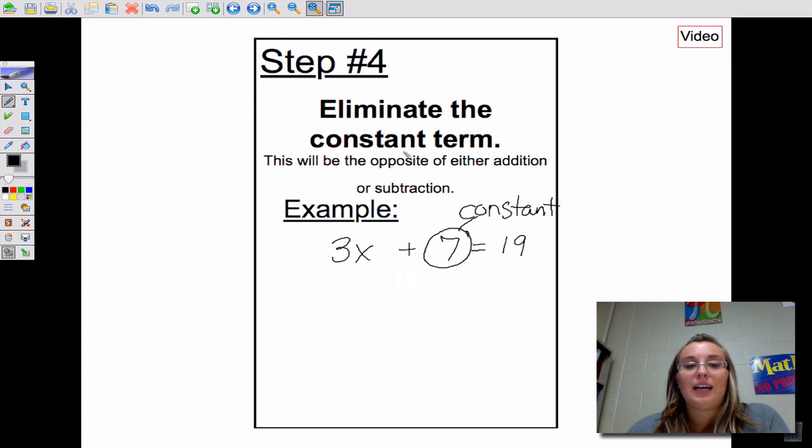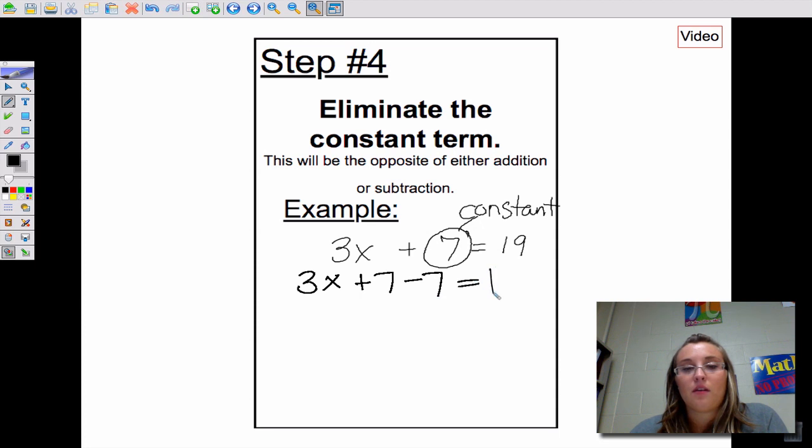Step 4 is to eliminate the constant term. The constant is the term without the variable. So this will be the opposite of addition or subtraction. Just like we were talking about in the last one, I want to get rid of this constant from this side. So what I'm going to do is subtract 7.